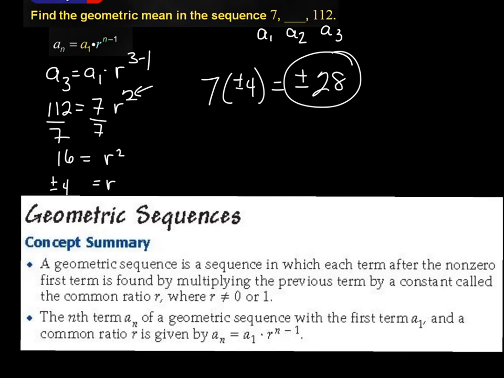A geometric sequence is a sequence in which each term after the non-zero first term is found by multiplying the previous term by a constant called the common ratio, r, where r does not equal 0 or 1. The nth term, a sub n, of a geometric sequence with the first term a sub 1 and a common ratio of r is given by the formula a sub n equals a sub 1 times r to the n minus 1.